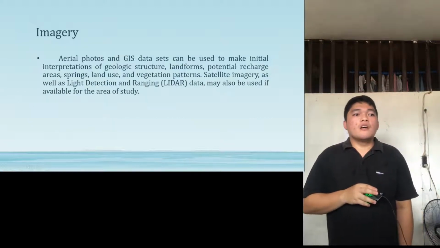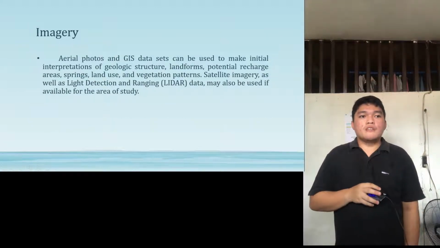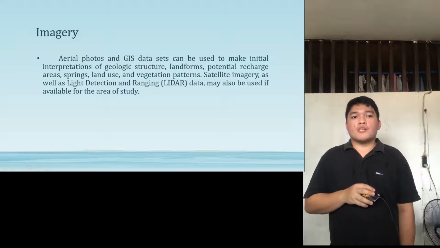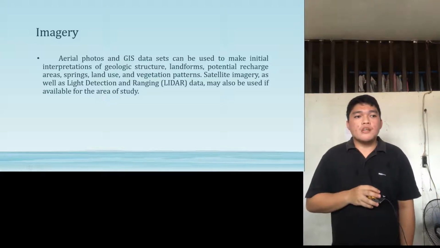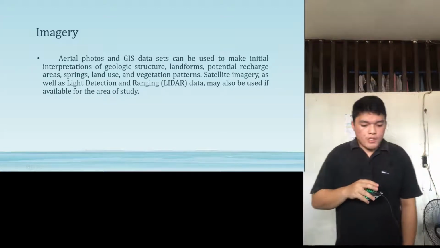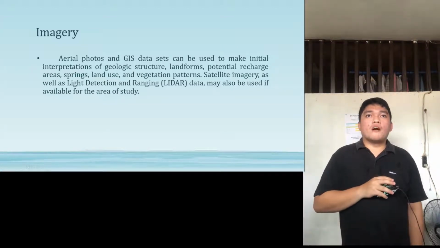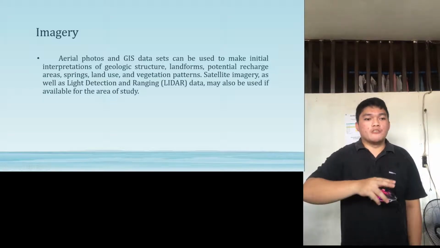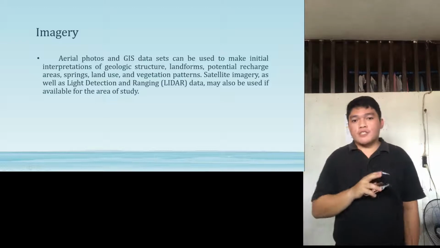Next, imagery. Aerial photos and GIS data sets can be used to make initial interpretations of geologic structure, landforms, potential recharge areas, springs, land use, and vegetation patterns. So imagery is like a hologram, a 3D version of a map of a certain place.